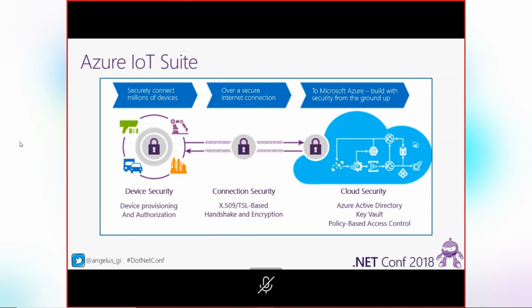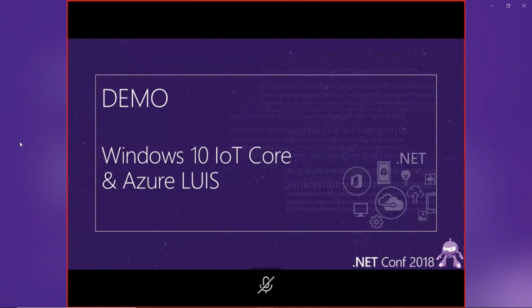But after this part of the presentation, I want to introduce you to the demo that I will perform for this session. This is a very simple IoT solution application. We can use Windows 10 IoT Core and one of the services of Azure, in this case one of the cognitive services, to remotely control the light in a room or in other contexts.